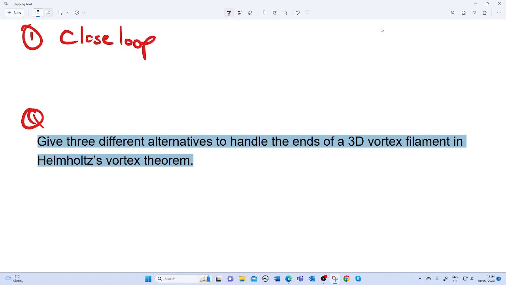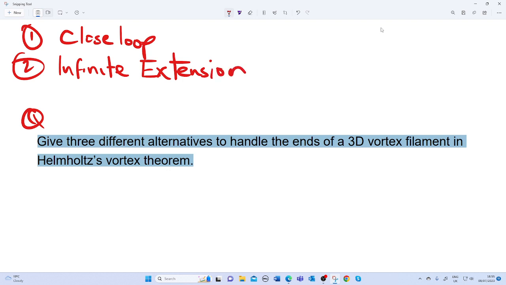Number two alternative, infinite extension. This is another alternative, to consider the vortex filament as infinitely extending in space, where the ends of the filament extend to infinity. This assumption is often employed when studying far-field effects of vortices or when analyzing vortices in unbounded flows.